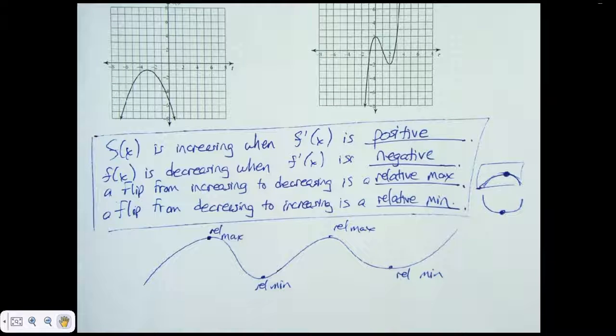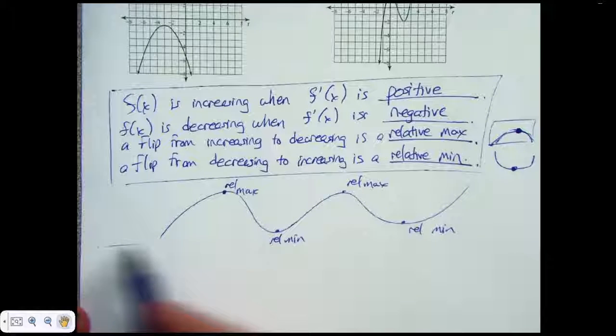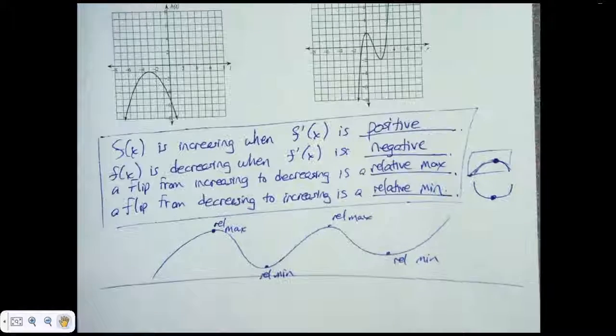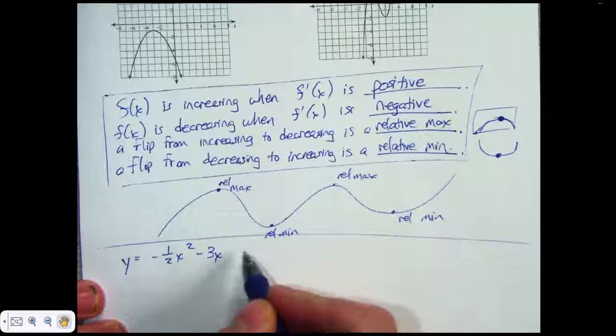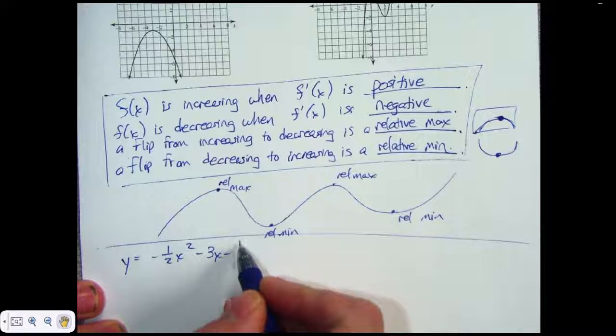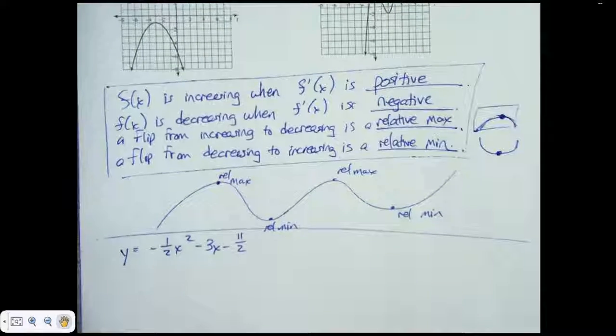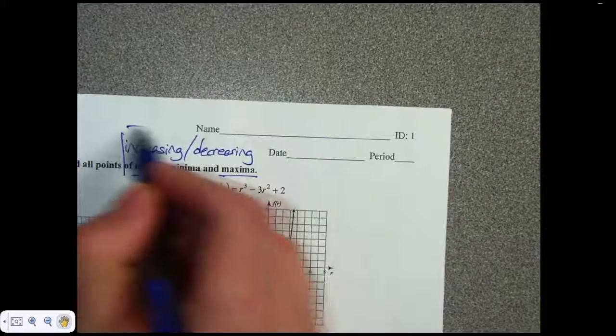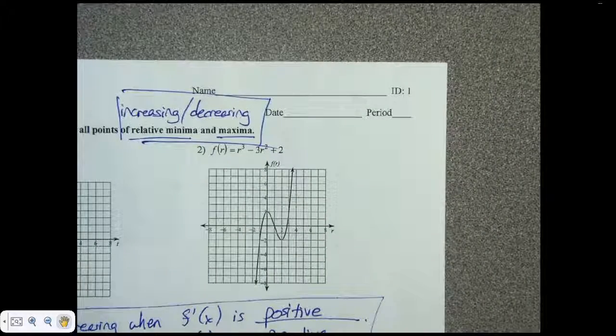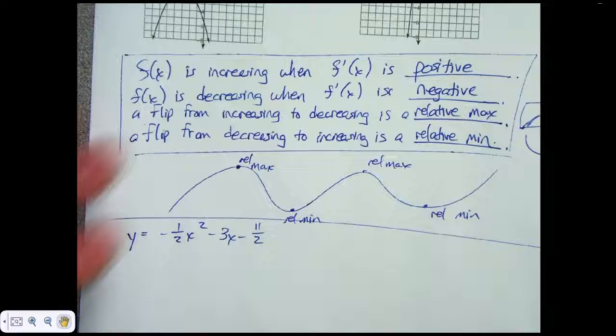All right, so let's start doing one of the problems and look at that stuff with it. So the first one, they gave me basically y equals negative 1/2 x squared minus 3x minus 11 over 2. I'm just putting it into y as x's. And so your job is to find these four things. Where's the function increasing? Where's the function decreasing? Where's our relative max? Where's our relative min?